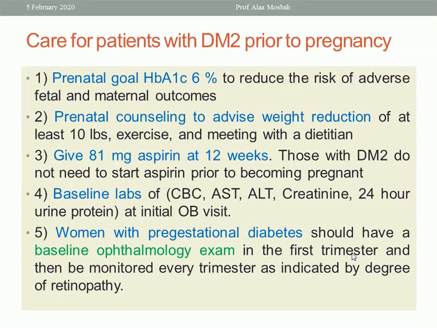Do baseline labs like CBC, AST, ALT, creatinine, and 24-hour urine protein at the initial obstetric visit. Women with pre-gestational diabetes should have a baseline ophthalmology exam in the first trimester and then be monitored every trimester as indicated by degree of retinopathy for fear of deterioration of retinopathy.